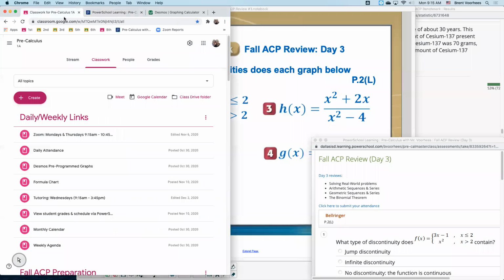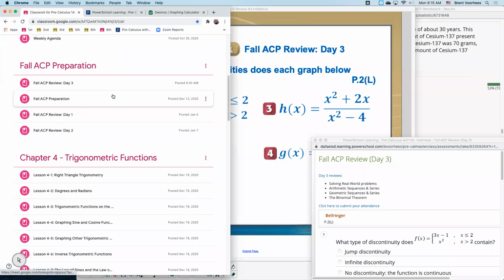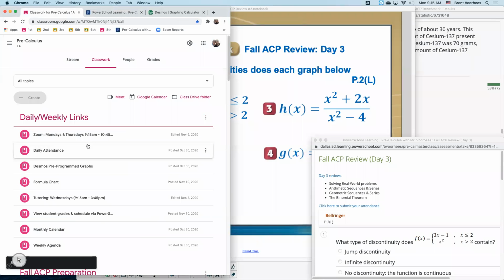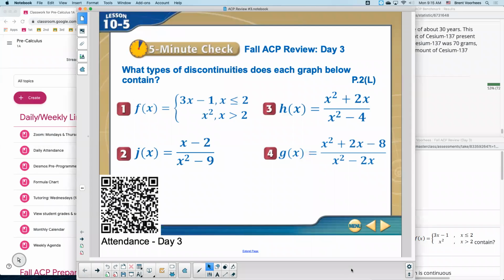If you're a Google Classroom user, you go to Classwork, and if you scroll down within ACP preparation, you'll see it right there. ACP review day 3. That's where we are today. Okay, let me give you a moment for that, and we'll start working.